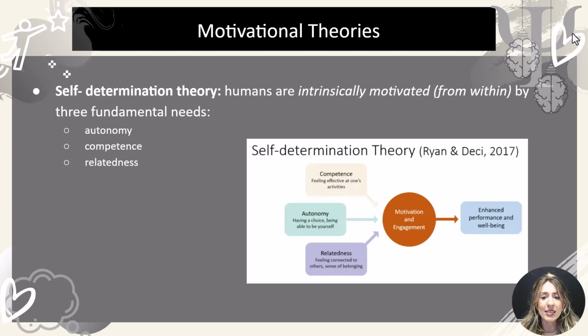What they find is that humans are intrinsically motivated to do tasks when we feel like we're effective, that's competence, when we feel like we have choice, that's autonomy, and when we feel connected or belong to other people, that's relatedness. When these 3 things are being met, we are often driven from within to do the behavior or to reach our own goals.